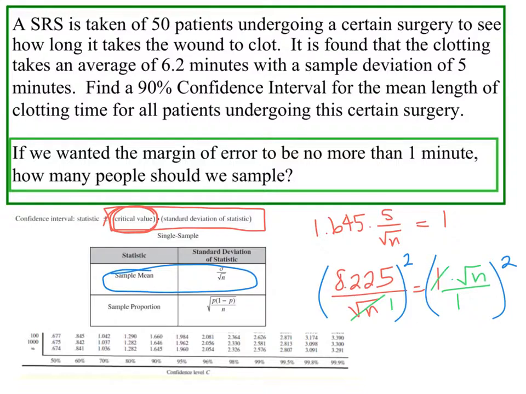Remember, we always go up. So the sample size needs to be 68. So I need really to increase this by 18 additional people in order to get the margin of error down to what I want. Let's do one more problem.